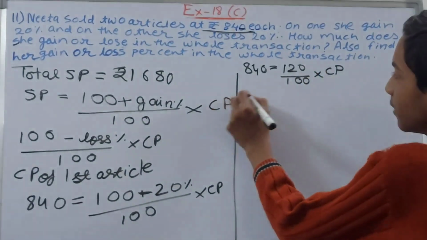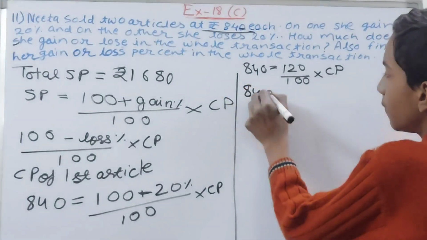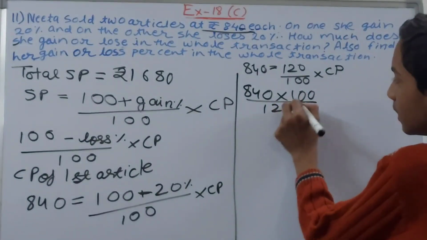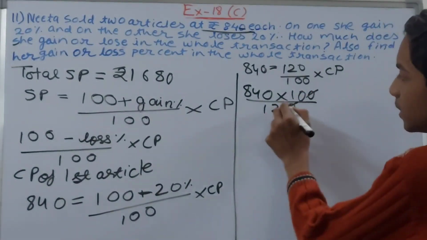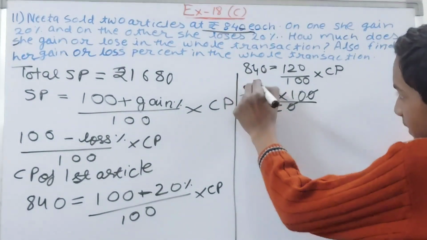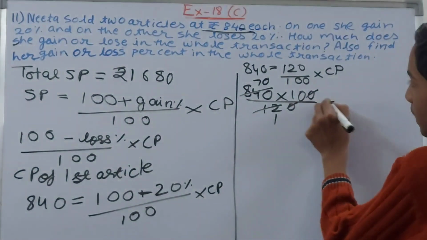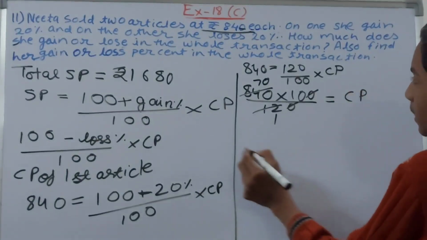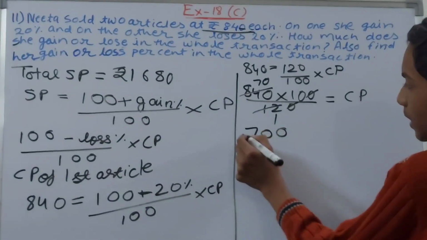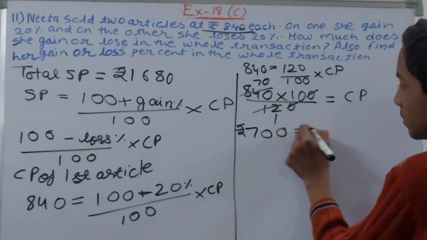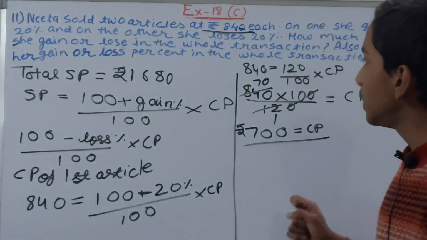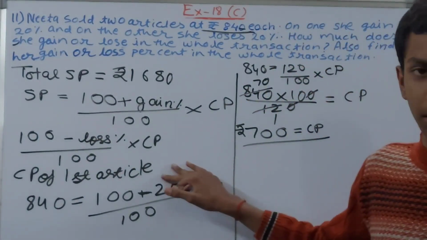So the fraction will be reciprocated, so 840 into 100 upon 120. This 0 gets cancelled, this one gets cancelled, this one also gets cancelled, and 12 sevens are 84. Equals our cost price. So 7 into 10, this becomes 700. So rupees 700 equals the cost price of our first article. Now we need to know the cost price of our second article.